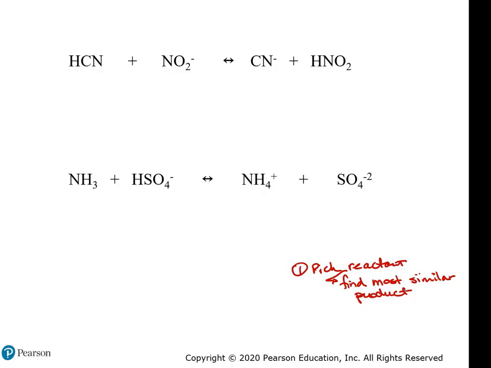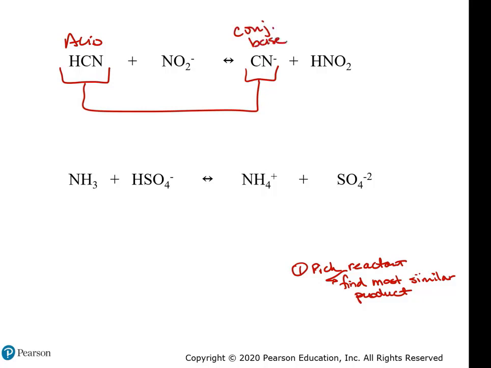So what is HCN? First off, what's its most common pair? CN minus. Everybody in agreement? Okay, HCN and CN minus, they look the most similar. So that makes this the acid, and that makes CN minus the conjugate base, because CN minus gains a hydrogen in the reverse reaction, so it's a base. But you always define the products as conjugate bases.